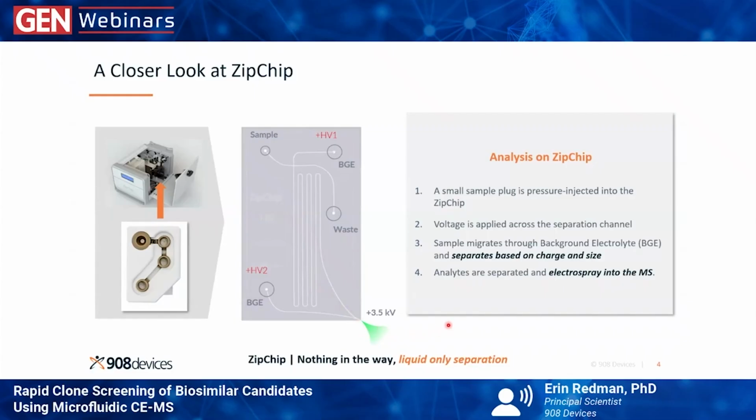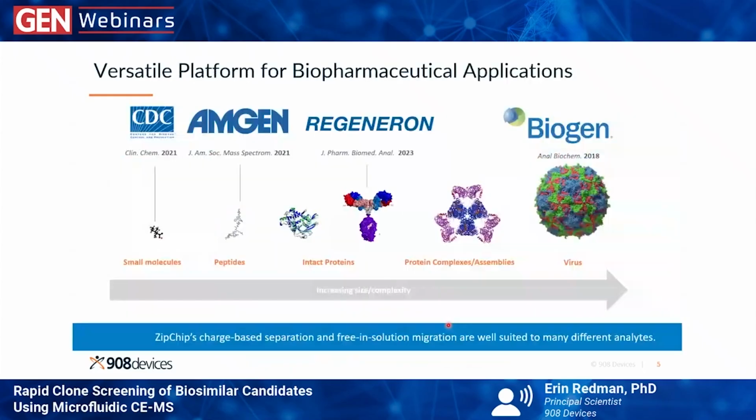Again, we're performing capillary zone electrophoresis separations. So our separations are occurring free in solution. We're not using any stationary phases or polymer matrices. This type of separation is well suited to a wide variety of samples, from small molecules all the way up to large intact proteins.